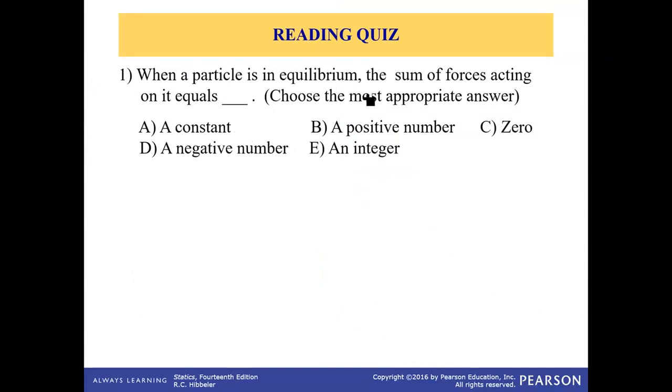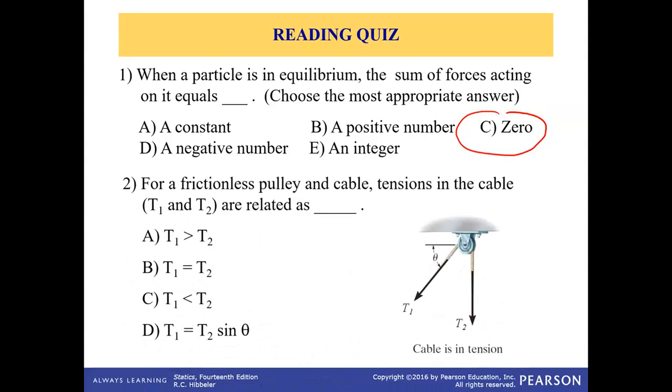So when a particle is in equilibrium, the sum of forces acting on it is equal to 0. And that's why this is called equilibrium. It's not moving. For a frictionless pulley and cable, the tensions in the cable are related as T1 is equal to T2 when we do not consider friction. Later, when we consider friction, then T1 is not equal to T2.